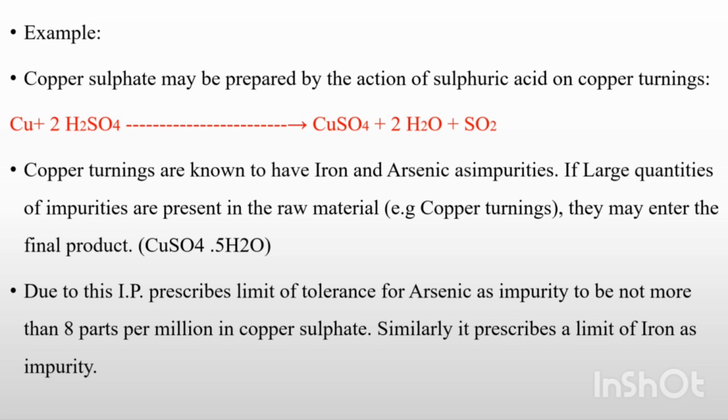Due to this, the Indian Pharmacopoeia prescribes a limit of tolerance for arsenic as an impurity: not more than 8 parts per million in copper sulfate. Similarly, it prescribes a limit for iron as an impurity. Copper sulfate is prepared from copper and sulfuric acid. The copper has impurities like iron and arsenic, and they go into the final product, copper sulfate. So the Indian Pharmacopoeia prescribes limits for all the impurities present in this product.